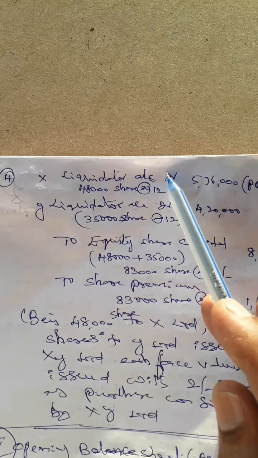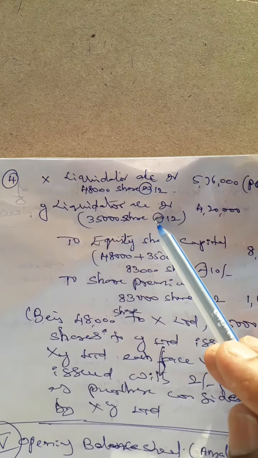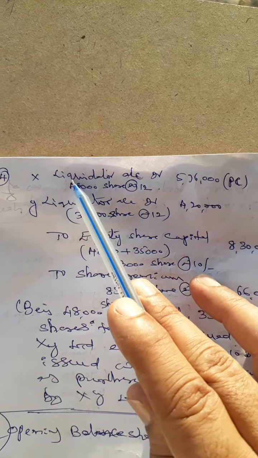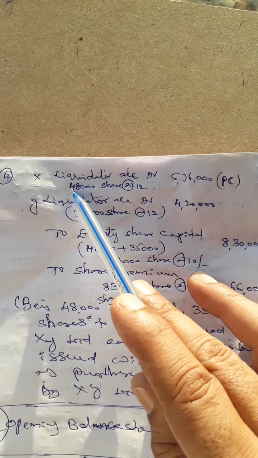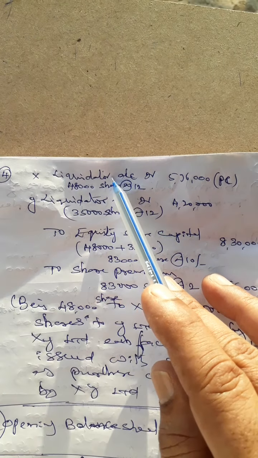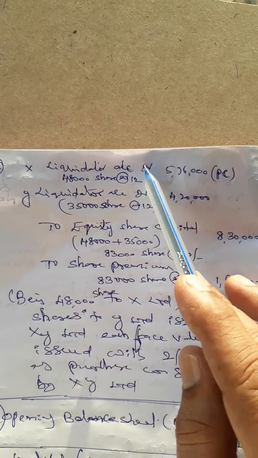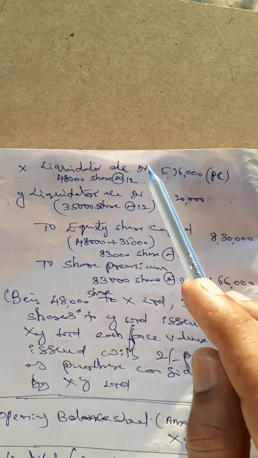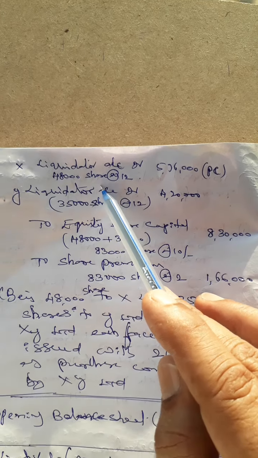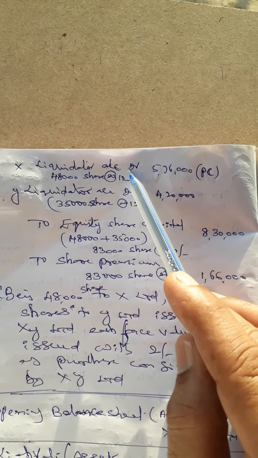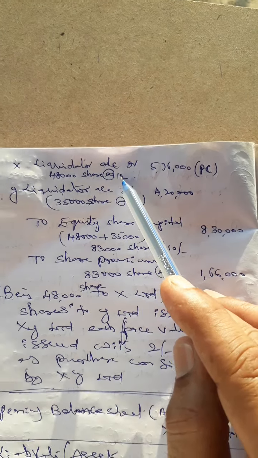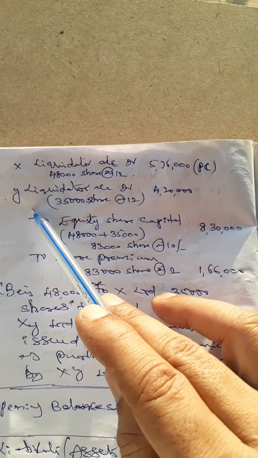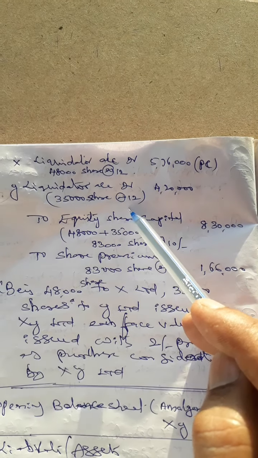Now we are paying the purchase consideration to X Limited and Y Limited. So to which persons can we pay the purchase consideration? The liquidator of X company and the liquidator of Y company. Debit the liquidator of X company, because he is the receiver. So that is 48,000 shares, each share with a face value of 10. We are issuing with 2 rupees premium, so 12 rupees. 48 into 12, 576. The Y company liquidator account is 35,000 into 12.